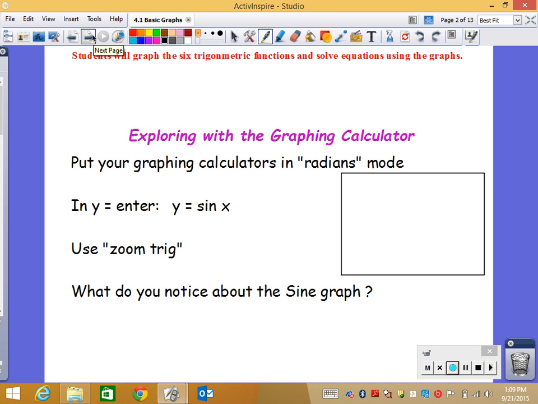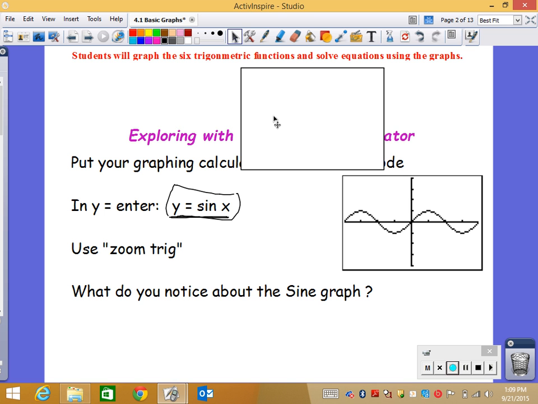If you want to whip out your calculators, make sure you are in radian mode. You're going to have to go into that mode, which is on the top row, and make sure it's in radians, not degrees. And in your y equals, type in sine of x. Go ahead and press graph and zoom trig, and you should come up with something that looks a little bit like this. This waving function here. Now this is the graph of sine of x.